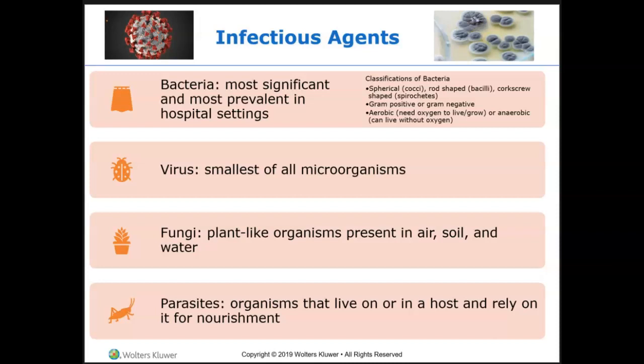Fungi are plant-like organisms, for example mold or yeast, that can also cause infections, like athlete's foot, ringworm, yeast infections, all those kinds of things, right? And remember that fungi are present in the air, the soil, our water; it's everywhere. Parasites are organisms that live on or in a host. So mosquitoes, ticks, all the disgusting things, right? They rely on the host for nourishment, and that's how they pass on infections to the host when they bite them. It's so disgusting.